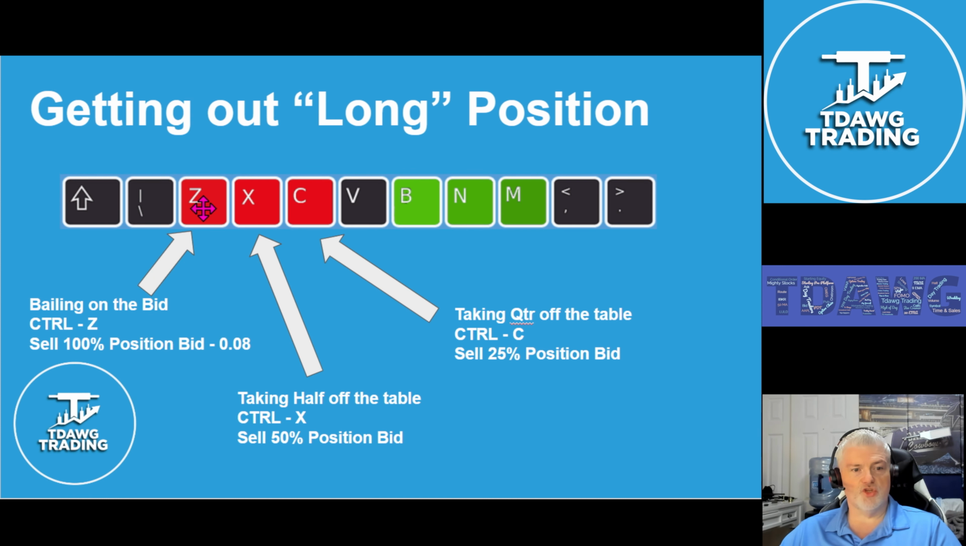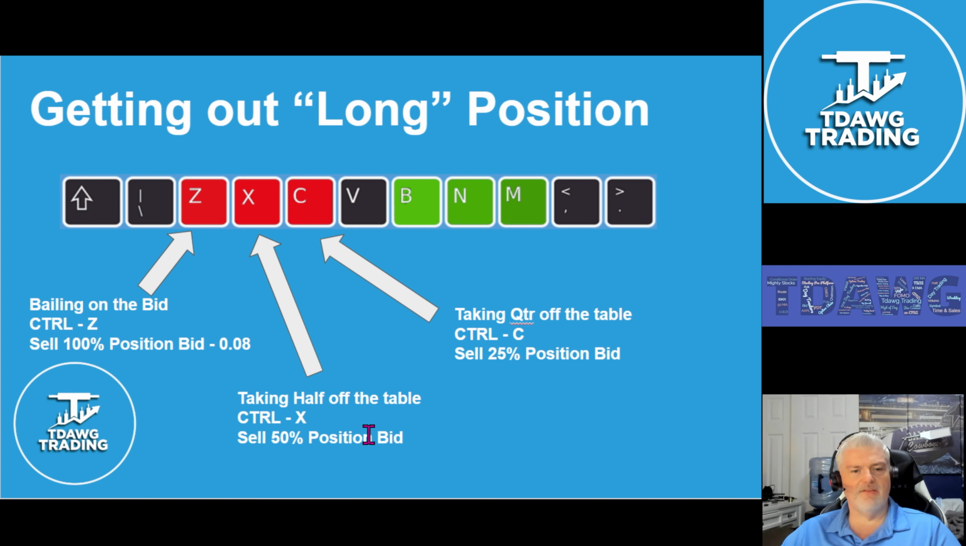So the Control Z, that's my bail key. That's me bailing on the stock. It's starting to plummet, or I got a real bad feeling and I just need to get out of the stock. It's not a market order, but it is a marketable limit order because I'm giving myself 8 cents. So bailing on the bid, Control Z is going to sell 100% of my position at bid -8 cents. That's a lot of slippage opportunity, but I'll be honest, I've actually had one time where that wasn't enough. It didn't get me completely out of the position. The stock was moving down so quickly.